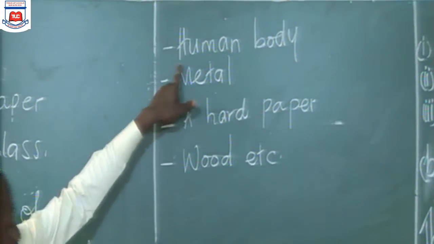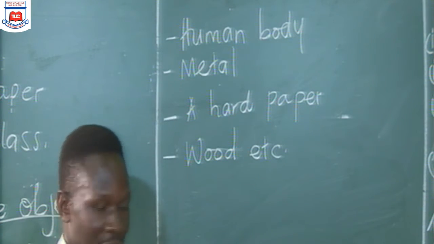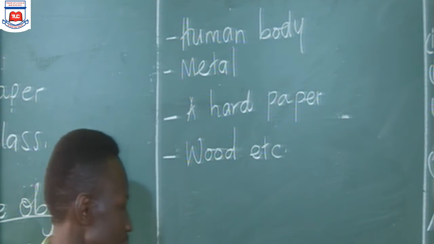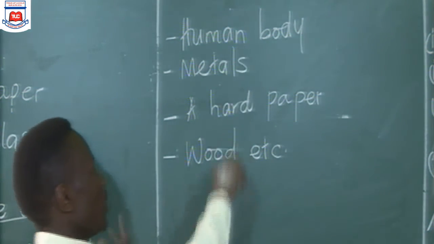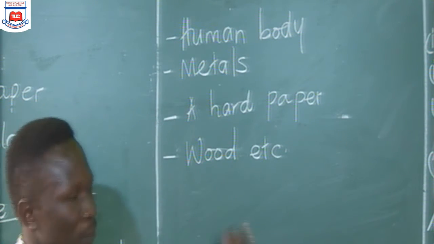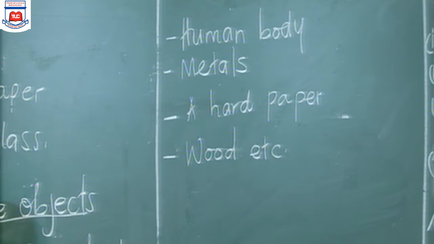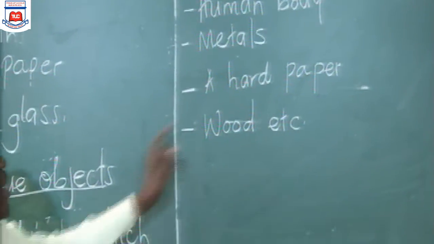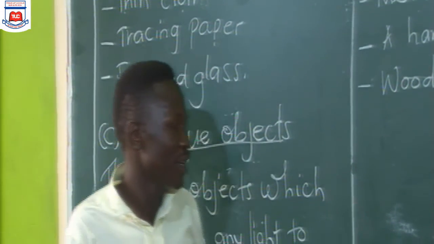We also have a human body. If you want to prove me right, you can stand at the source of light and face a certain direction. You will realize that the light from the source will not pass through your body, and of course be seen on the other side. So the human body is an opaque object. Metals are also opaque objects. We have a hard paper, like this polythene, and other papers. And then we have wood, which is also an example of an opaque object. All these objects do not allow light to pass through them, and they form what we call shadows. How do they form shadows? Because they obstruct light. Therefore, a shadow is formed.